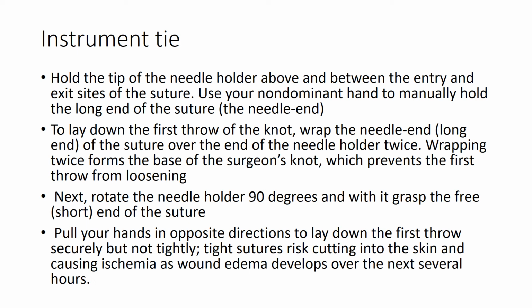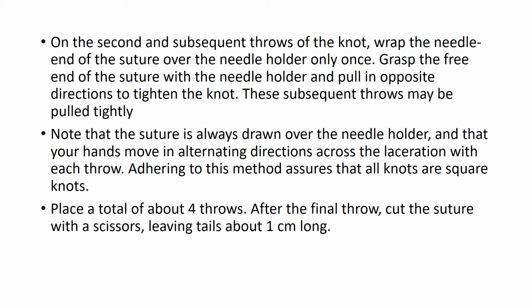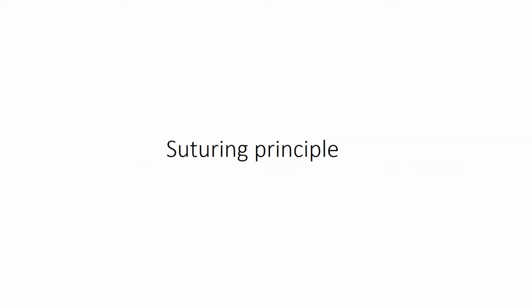Tight sutures risk cutting into the skin and causing ischemia as wound edema develops over the next several hours. On the second and subsequent throws of the knot, wrap the needle end of the suture over the needle holder only once. Grab the free end of the suture with the needle holder and pull in the opposite direction to tighten the knot. These subsequent throws may be pulled tightly. Note that the suture is always drawn over the needle holder and that your hands move in alternating directions across the laceration with each throw. Adhering to this method assures that all knots are square knots. Place a total of about 4 throws. After the final throw, cut the suture with scissors, leaving tails about 1 centimeter.